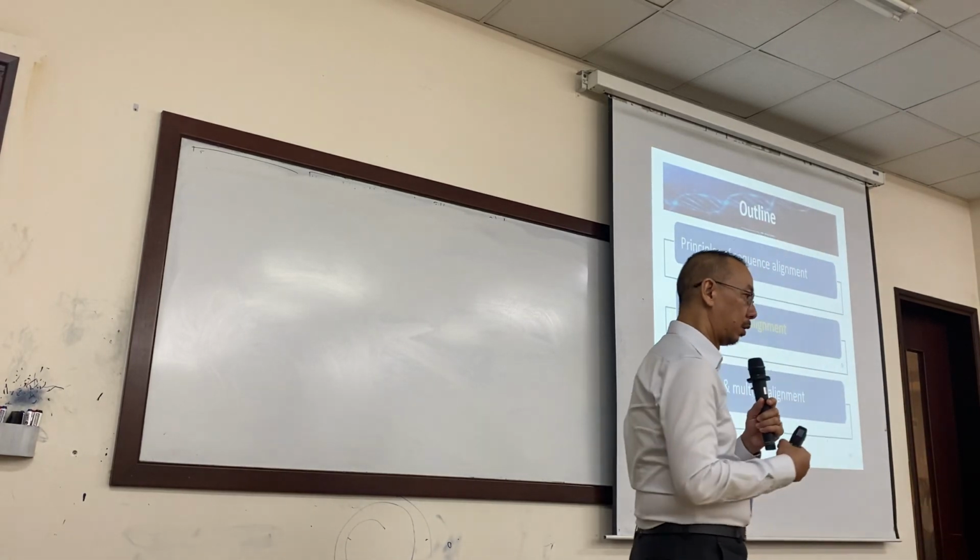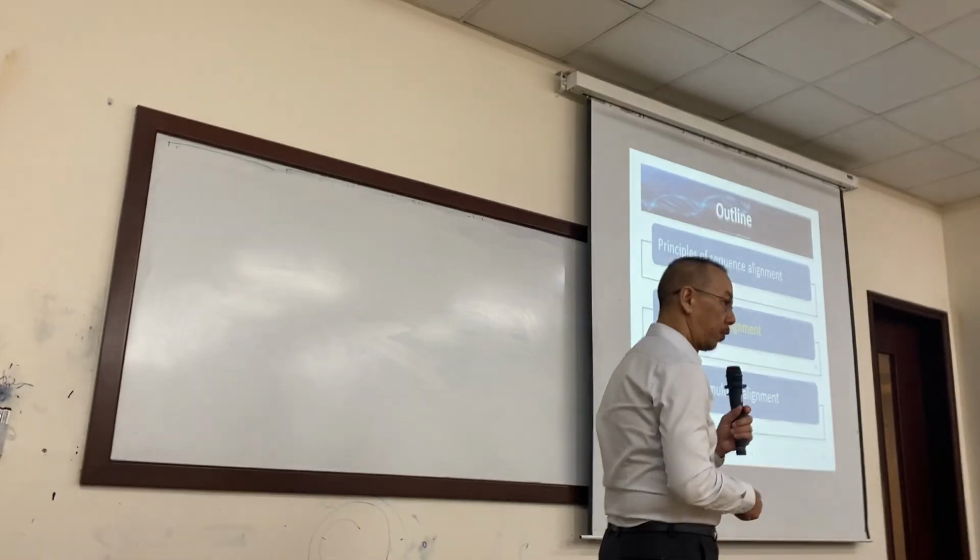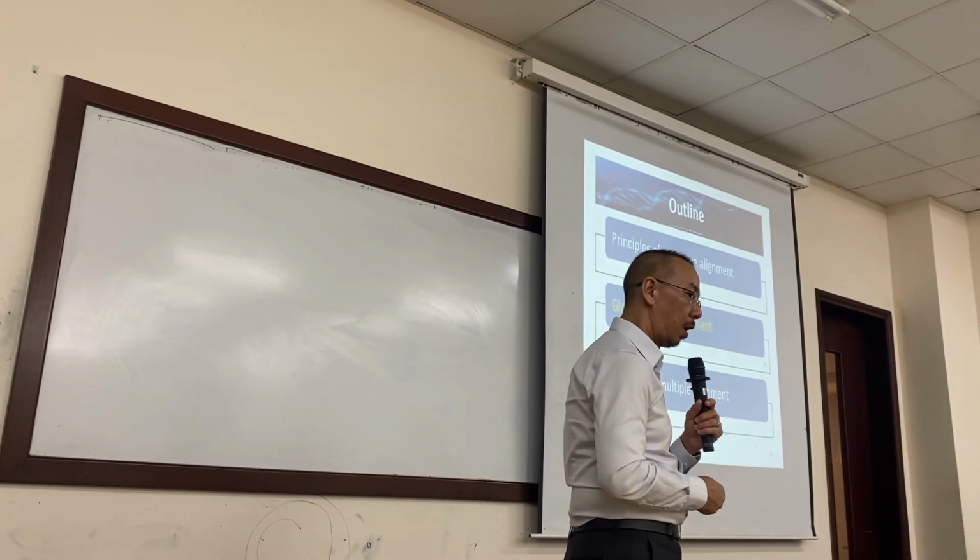To align one sequence with the other sequence. Now we go to detail: global alignment and local alignment.